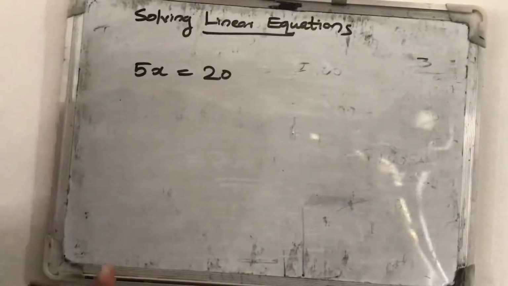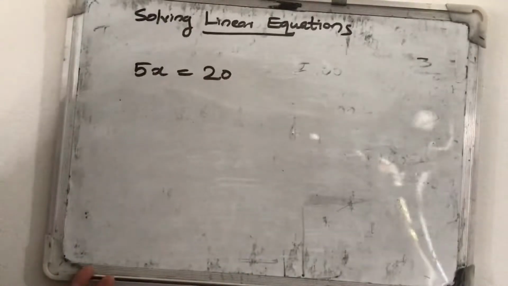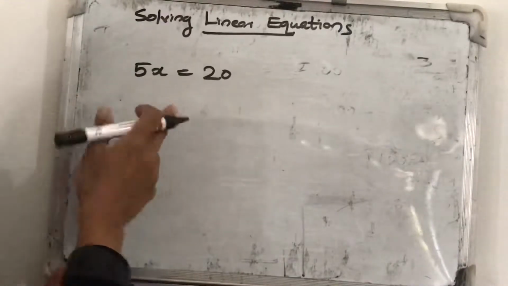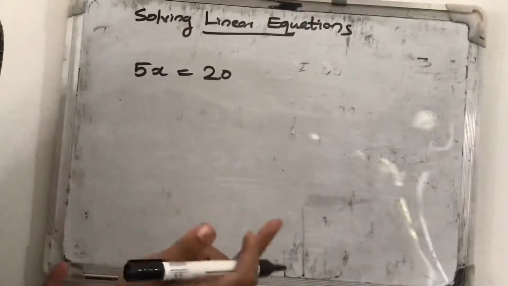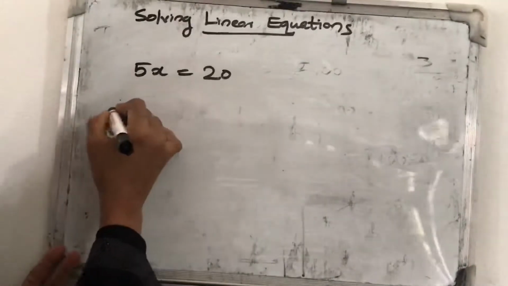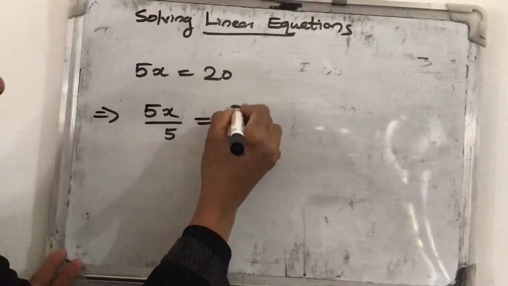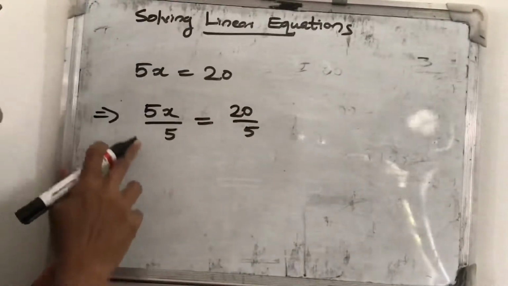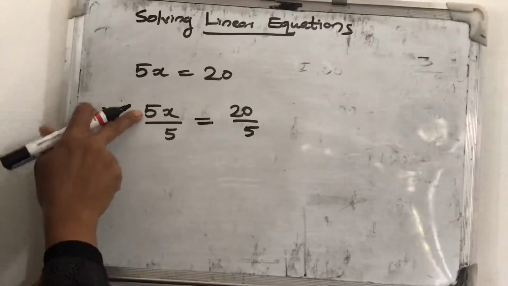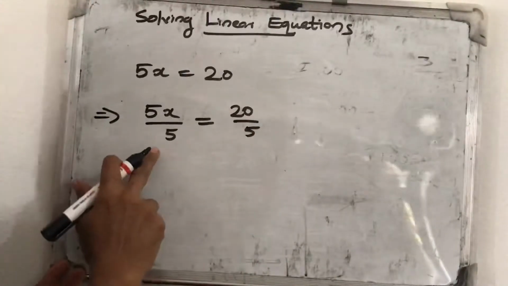And one thing you want to take care of: which operation we do on one side, the same operation we want to do on the other side also. Here 5 is multiplied with x. So how can we remove this 5? By dividing this equation by 5. We do the opposite operation. So we can write 5x divided by 5 equals 20 divided by 5. How did we select 5 for division? Because here we already have one 5. We want to remove this 5 to get x is equal to. So for that we are dividing by 5.